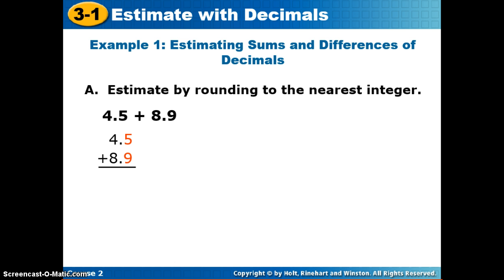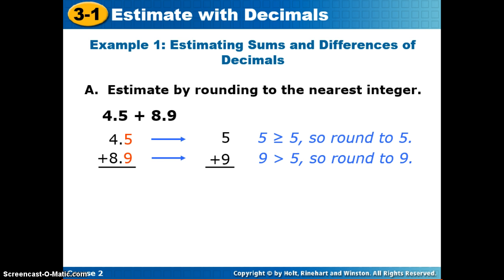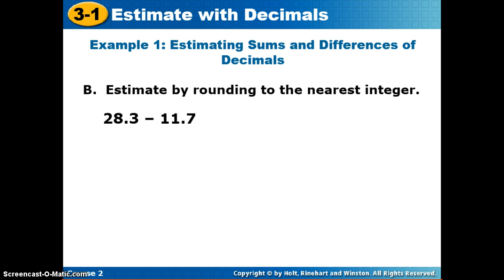So if we set up the problem, it would look something like this: 4.5 plus 8.9. And when we estimate, we're going to look at the tenths place. If we focus on the 4.5, we notice that the 5 is in the tenths place, and because it's 5 or greater, we can round 4.5 up to 5. Our other number, 8.9, has a 9 in the tenths place, which means that the 8 can round up to 9, and then we can do our addition. So 5 plus 9 gives us 14. So 4.5 plus 8.9 is about 14.